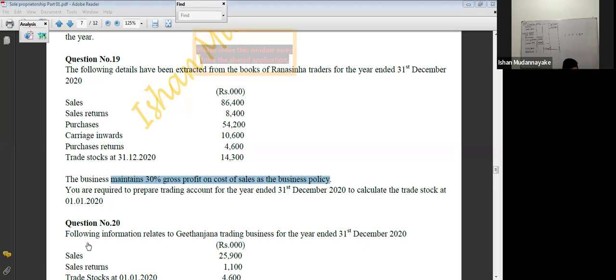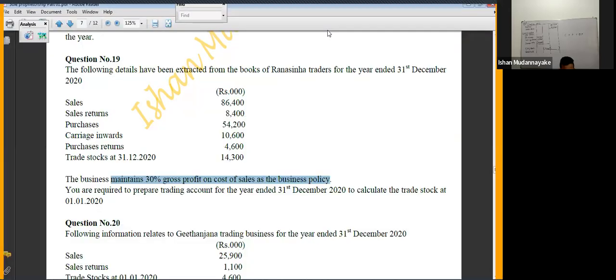Opening stock, Dakshani, 40,300. Right. Sigma 9,000, right? What are others? I got two answers. So now going to discuss 19, no?